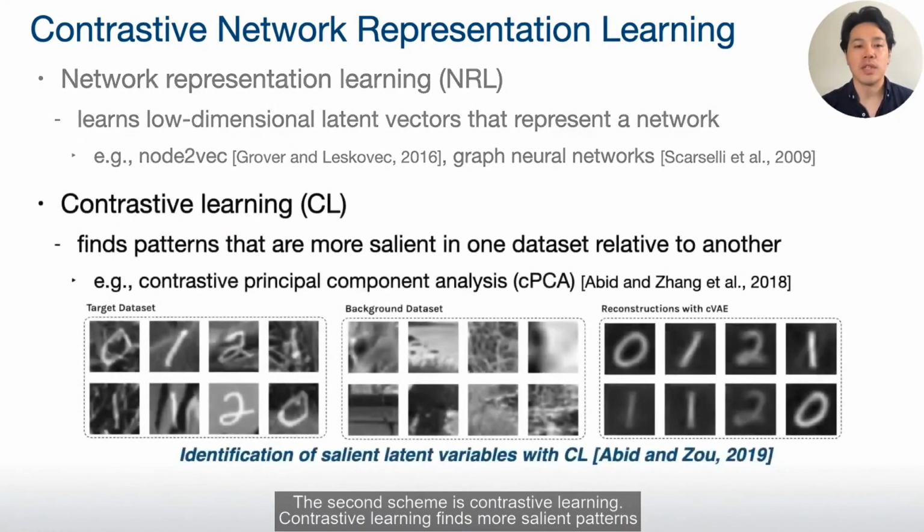The second scheme is contrastive learning. Contrastive learning finds more salient patterns in a target dataset relative to a background dataset. For example, in this figure, by contrasting images containing both handwritten digits and glasses with images only containing glasses, contrastive learning can extract salient features in a target dataset. There are several contrastive learning methods, such as contrastive principal component analysis.